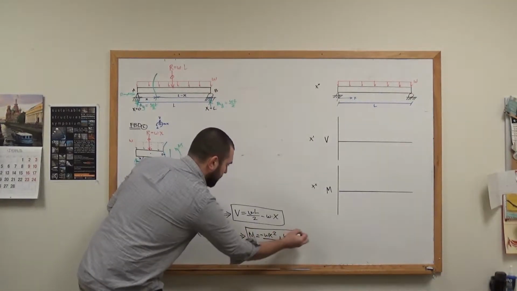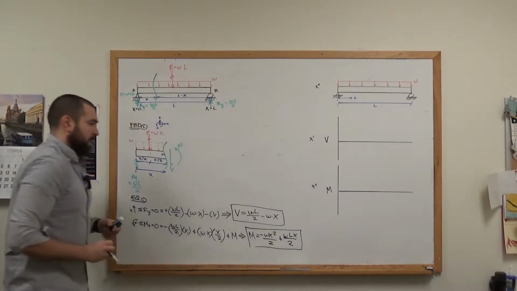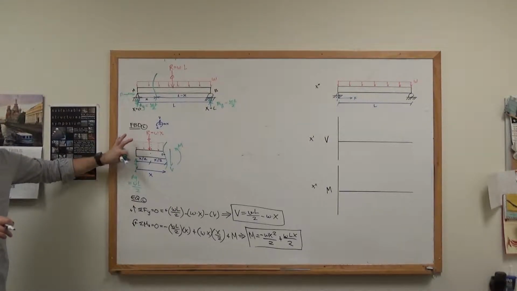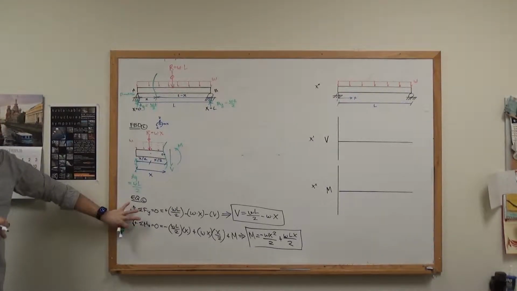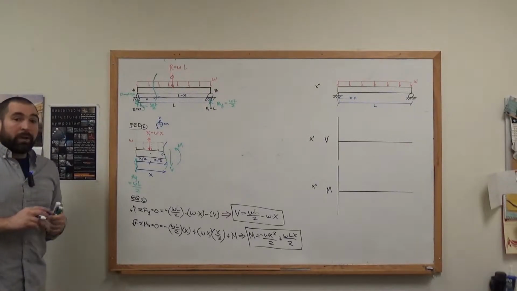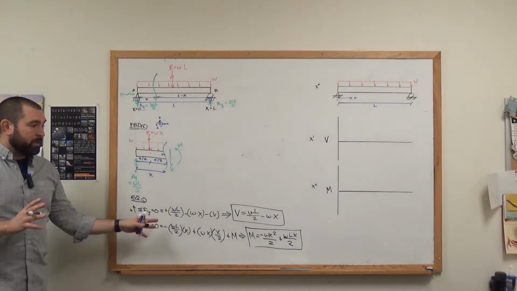And that is the internal moment equation, just based off one free body diagram and two equilibrium equations to figure it out. Okay, so I've got my equations.